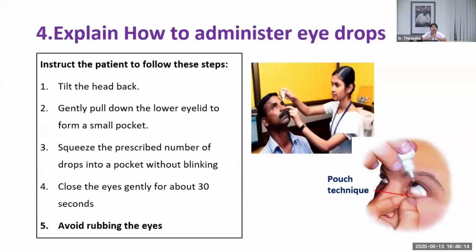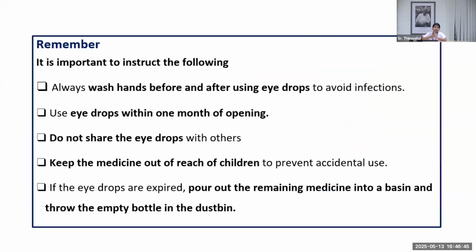Fourth, explain how to administer eye drops. Instruct the patients to follow these steps. Step 1. Tilt the head back. Step 2. Gently pull down the lower eyelid to form a small pocket. This is the pouch technique. Step 3. Put the prescribed number of drops into the pocket without blinking. Step 4. Close the eyes gently for about 30 seconds. Step 5. Avoid rubbing the eyes.